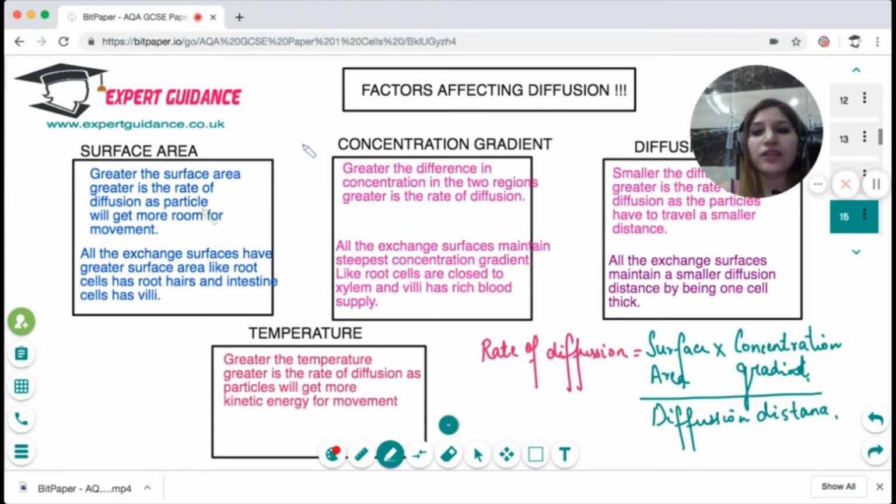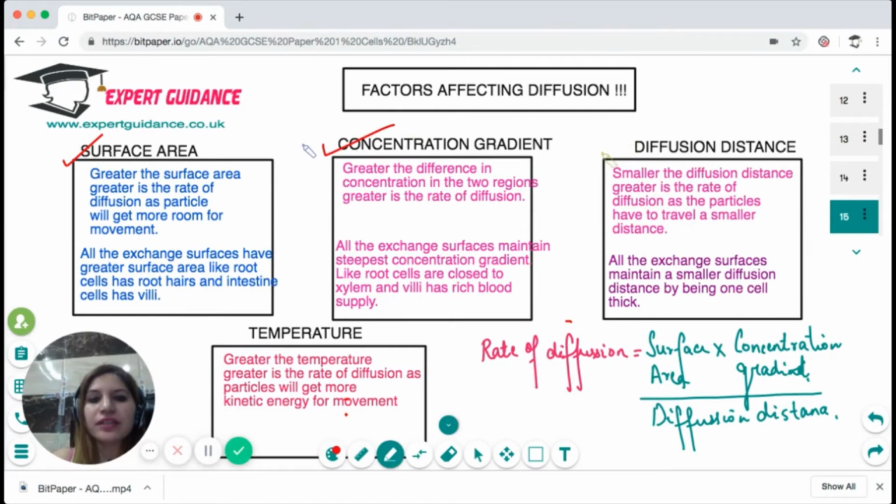Diffusion is dependent on four important factors. One is the surface area. Second is the concentration gradient. Third is the diffusion distance. And fourth is the temperature.